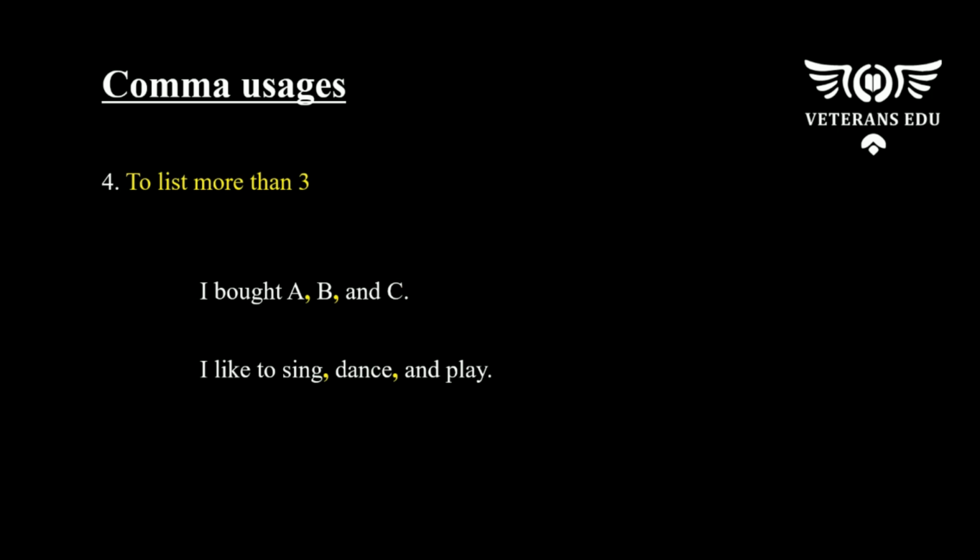We also use a comma when we're listing more than 3. For example, I can say I bought A, B, and C, or I like to sing, dance, and play. We'll have to put a comma between each list.